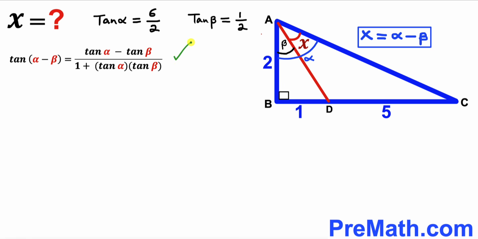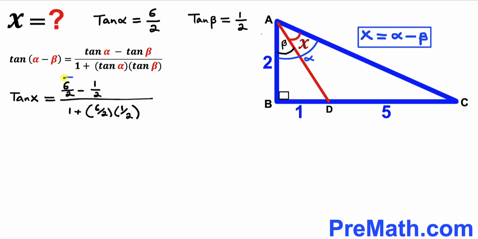Now let's recall this trigonometric identity once again. Tangent of alpha minus beta equals tangent of alpha minus tangent of beta divided by 1 plus tangent of alpha times tangent of beta. And here we got the tangent of alpha value, and here we got the tangent of beta value. And furthermore, we know alpha minus beta equals x. So I'm going to replace alpha minus beta with x over here. So therefore we can write tangent of our angle x is going to be equal to the tangent of alpha value, 6 divided by 2, minus the tangent beta value, 1 divided by 2, all over 1 plus tangent of alpha value, 6 divided by 2, times tangent beta value, 1 divided by 2.